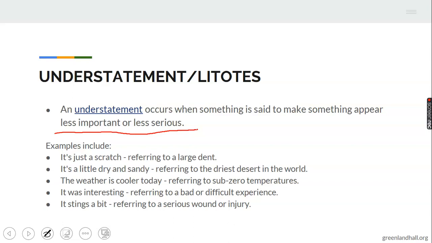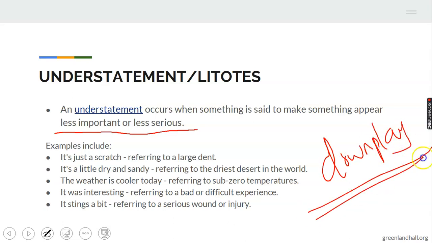That is the word downplay. The word is very important. Downplay it. Very important. Then it is a little dry and sandy. Imagine you're locked up inside a desert and somebody is telling you, don't worry, you'll be fine. The place is just a little dry and sandy. Dry and sandy, man, it's not as easy as that.